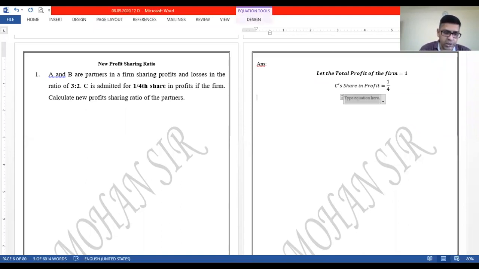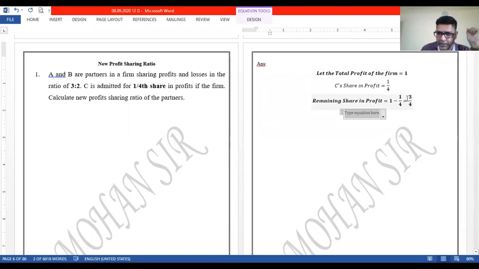Now what? I need to know the remaining share. So remaining share in profit will be equal to 1 minus 1/4. That will be equal to 3/4. Now what? The remaining share is 3/4. We already gave the 1/4 share to C out of the total profit. Now the remaining share, that is 3/4, will have to be shared by A and B. In what proportion? That is 3:2. So we need to take care.